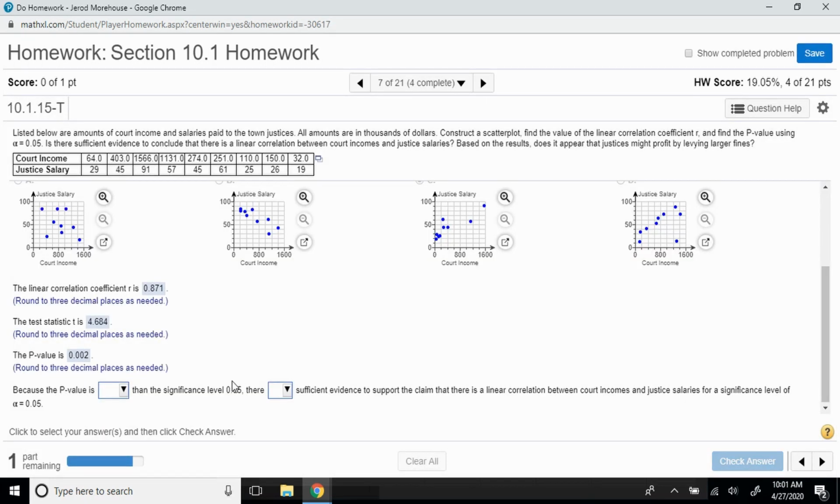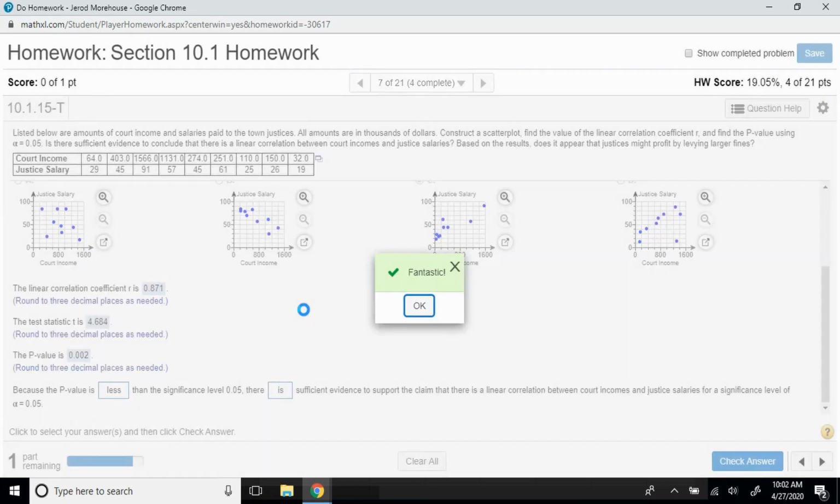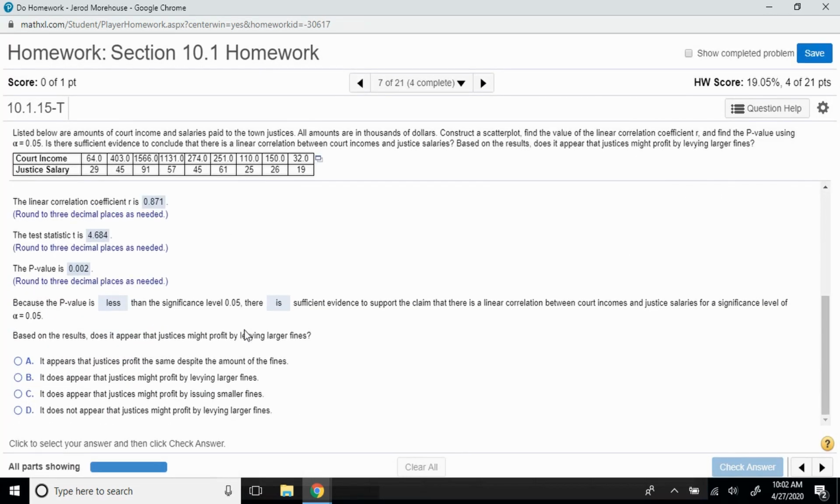The last part says, because the p-value is less than 5%, there is sufficient evidence to support the claim that there is a linear relationship between court incomes and justice salaries for a significance level of 5%. Check that answer. Nice.